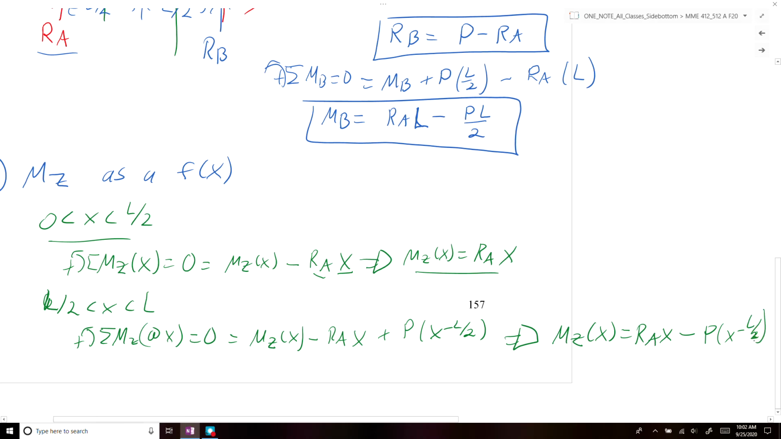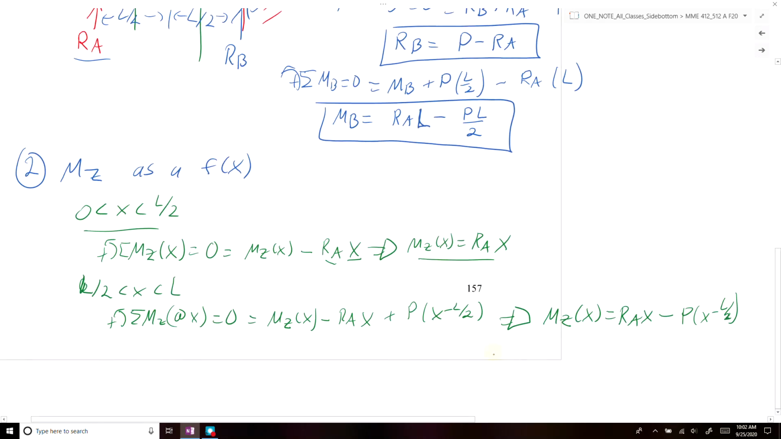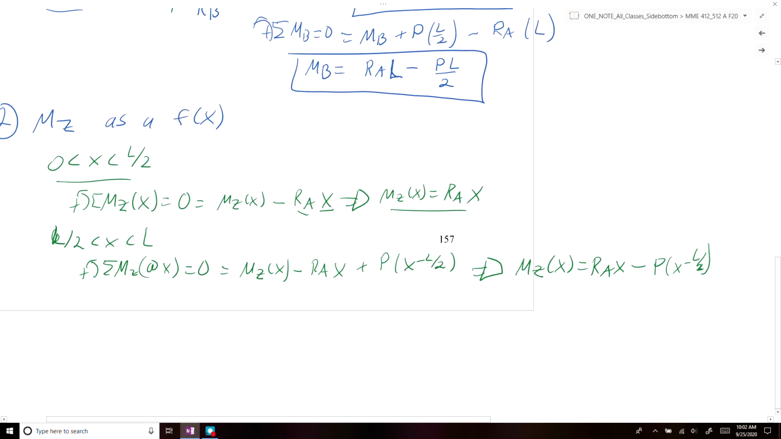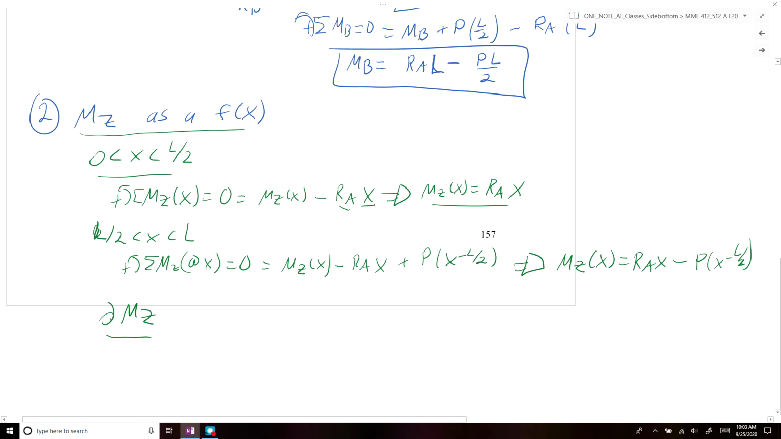So we can plug this in. The second thing we need to do is take the derivative of Mz with respect to the reaction force RA. So we're going to use that.